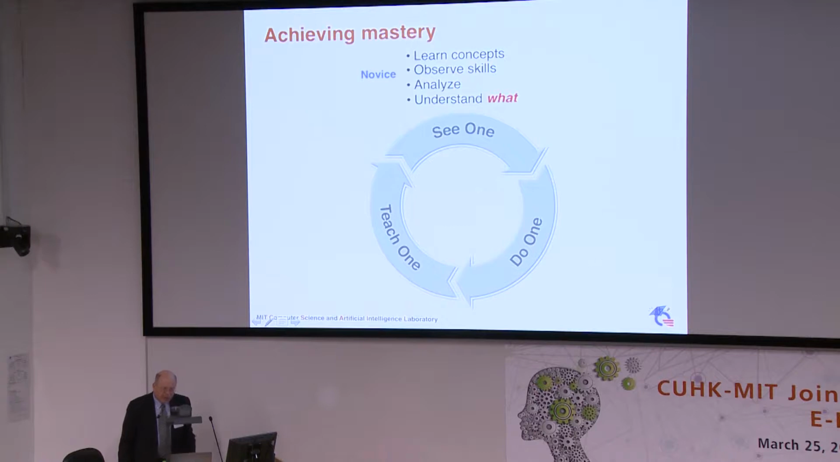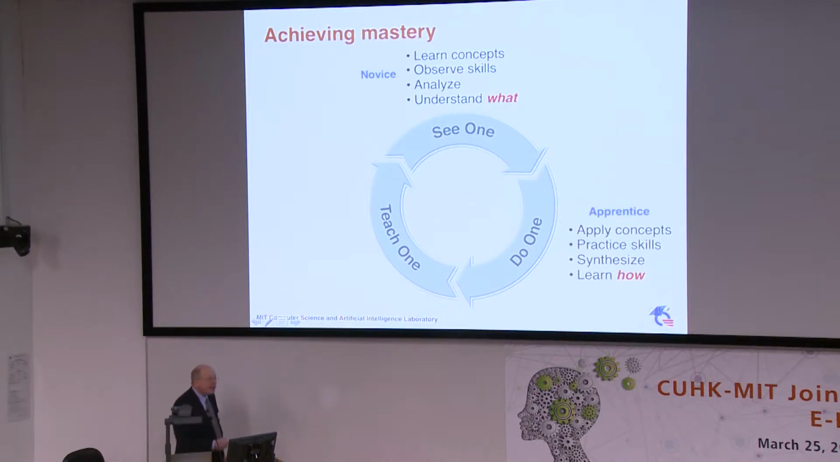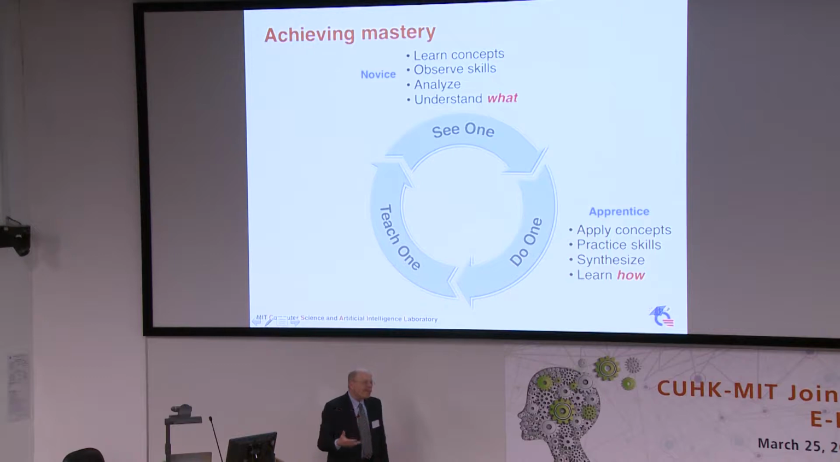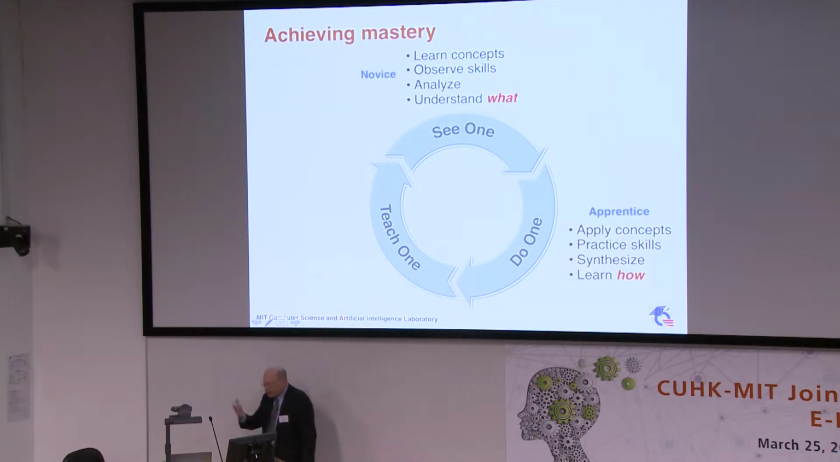As you progress, you get into the do one category, and this is to use novice, apprentice, master, which is sort of the language of the guild halls in Europe in the Middle Ages, right? So how did somebody learn a trade? Well, they went through these three steps.